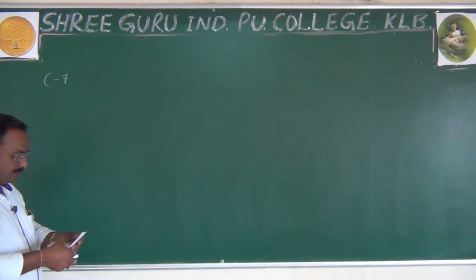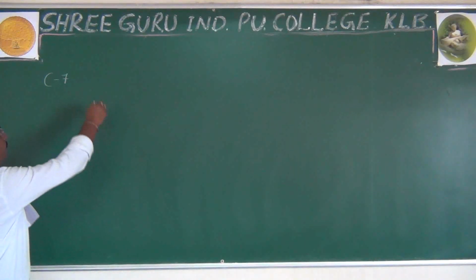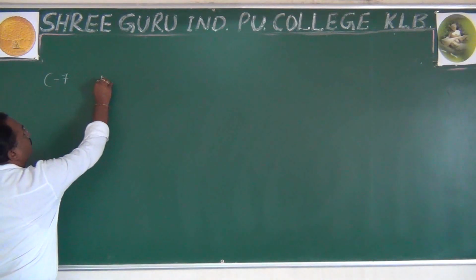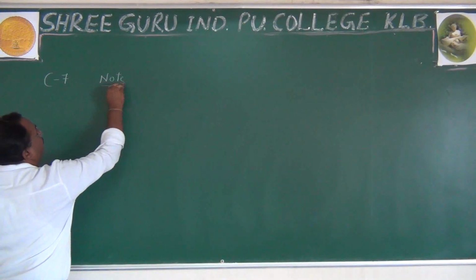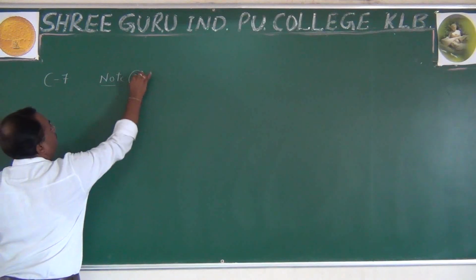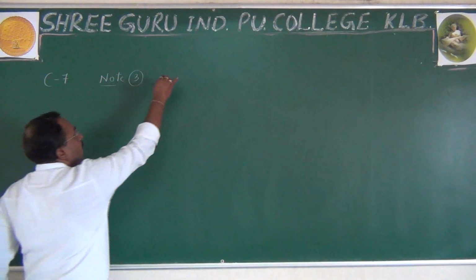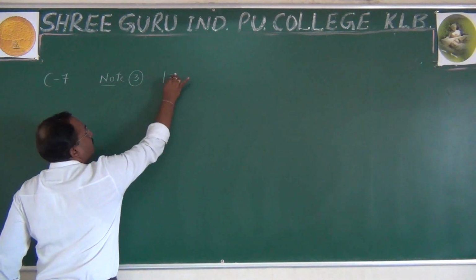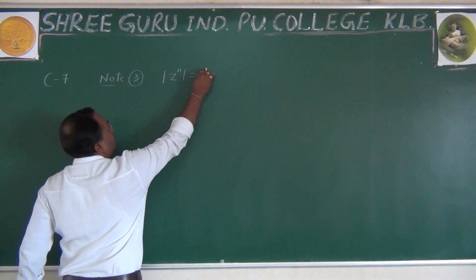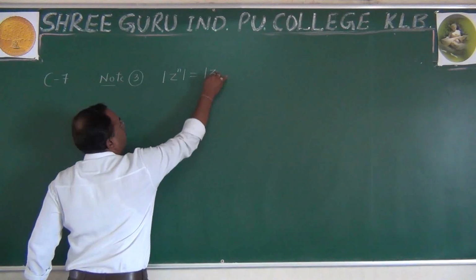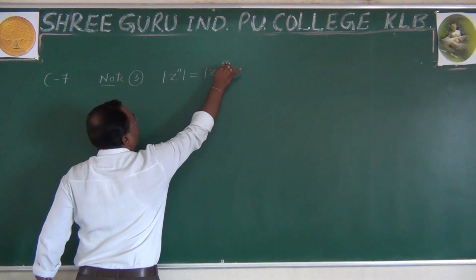Some examples. Note 2 over. Note. Third one. That is, modulus of z to the power n can be expressed in the form of modulus of z, over the power n.